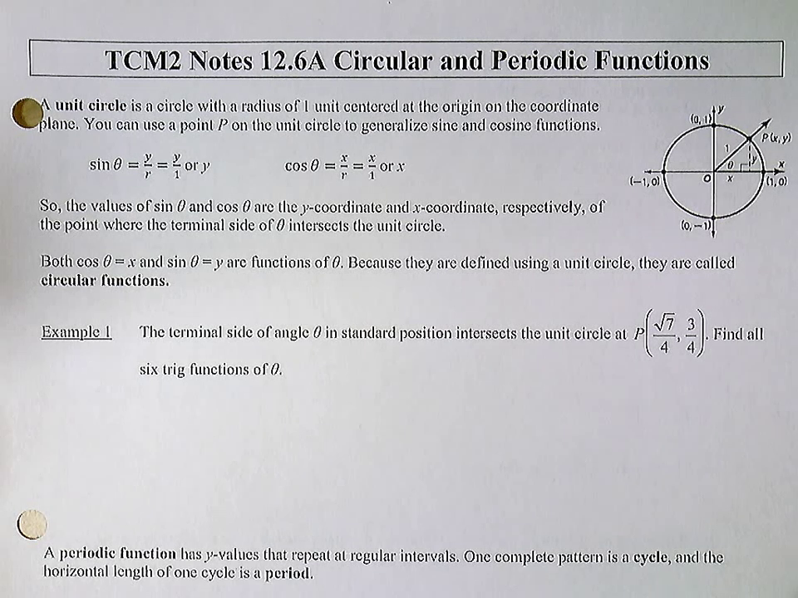We're going to go over a unit circle. Okay, a unit circle is a circle with a radius of 1 unit centered at the origin on the coordinate plane.